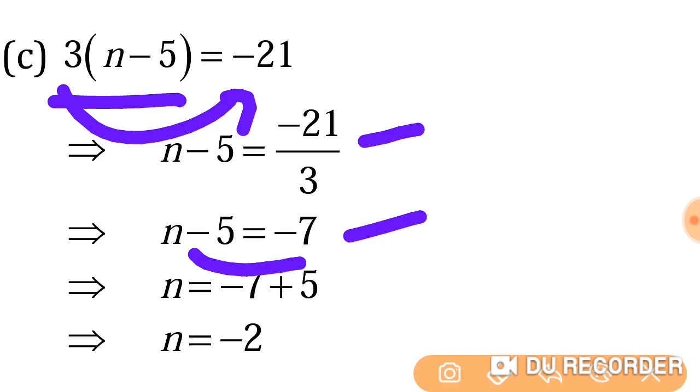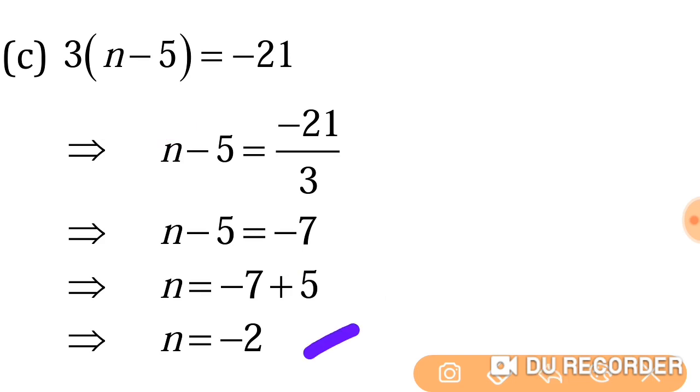If you transfer the minus 5 to that side, it becomes plus 5. So minus 7 plus 5 is minus 2. So this is one way.